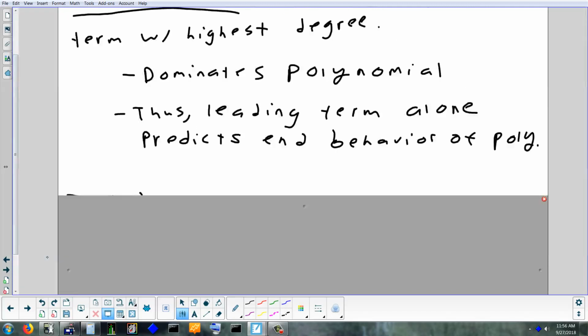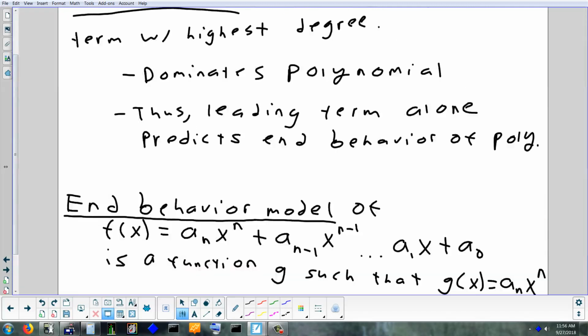Okay, so to say it another way, if you've got some really long polynomial with a bunch of stuff, just look at the first term. Determine if the coefficient is positive or negative. Determine if the exponent is even or odd. You can ignore everything after it.